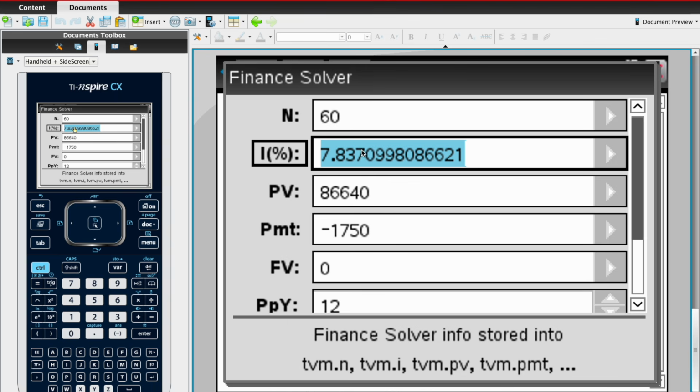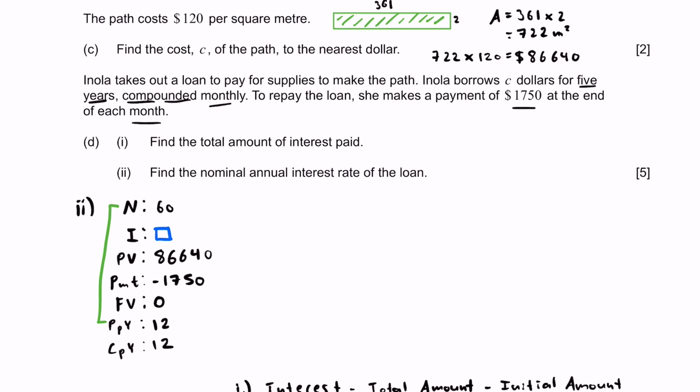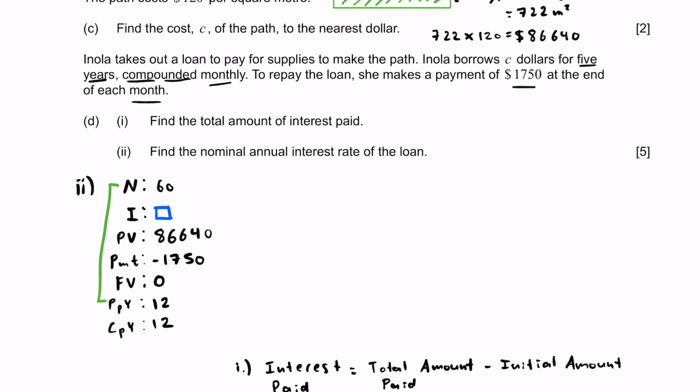7.837% interest rate. Okay, so let's go back to the document here. And we can write that out. So here we have 7.837%, or to 3 significant figures, 7.84%. Okay, good.